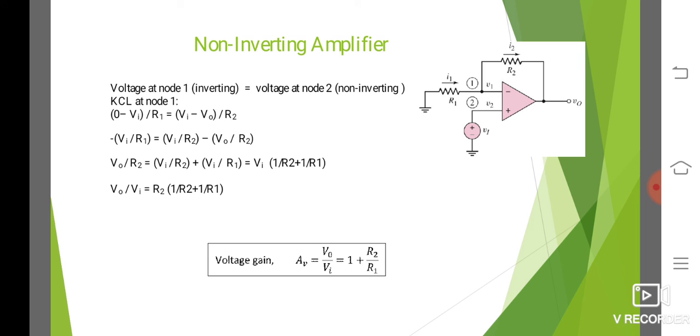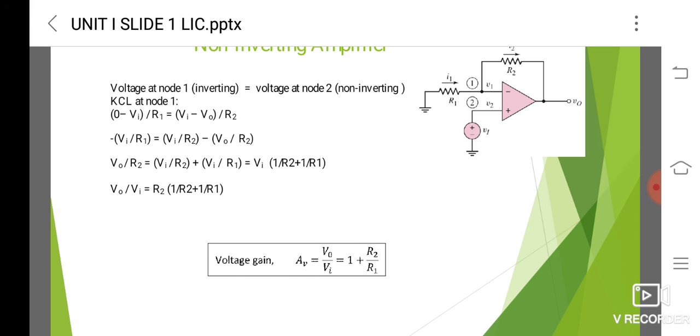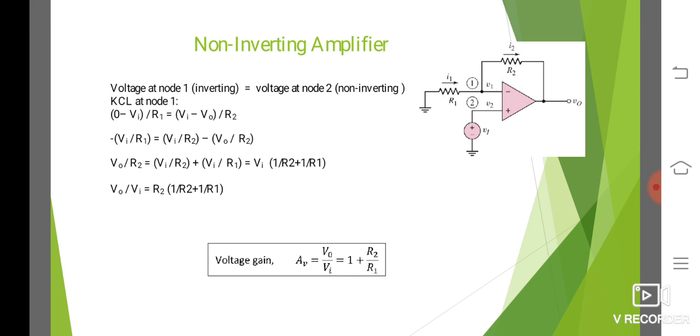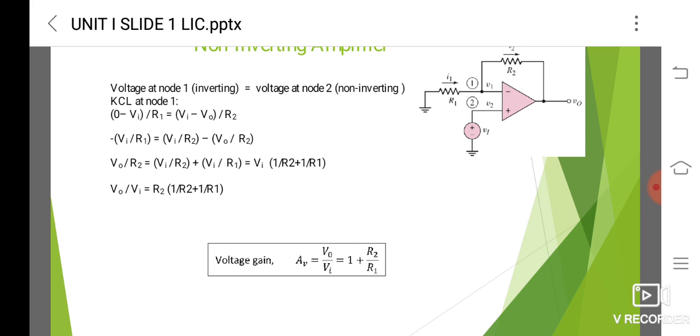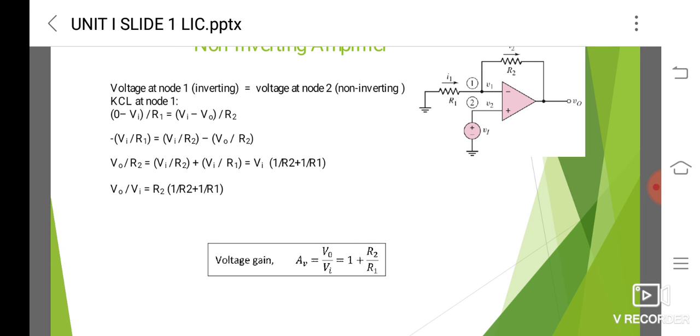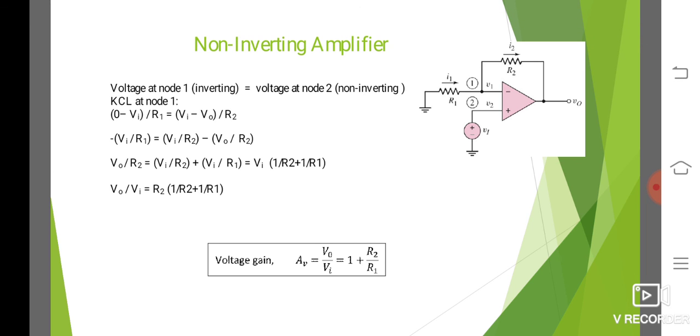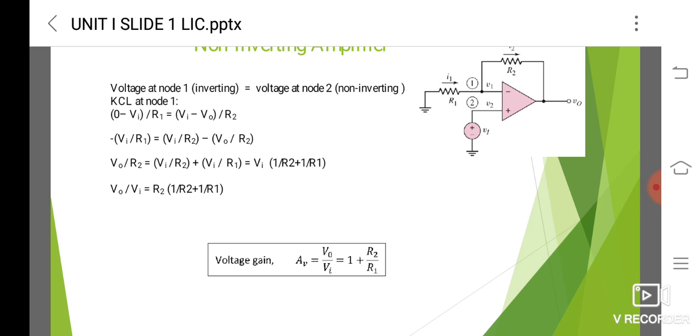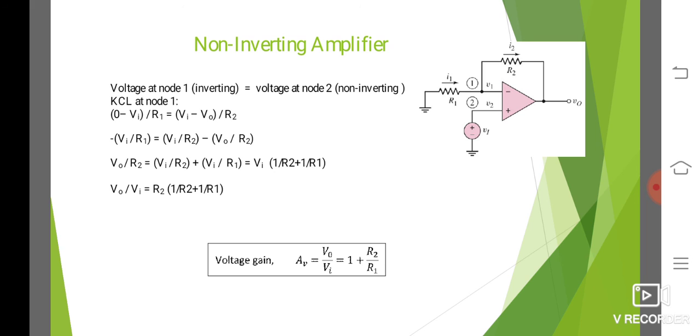Okay, and also here we are applying the nodal equation, and by using this nodal equation and after solving we get the voltage gain as AB equal to 1 plus R2 by R1. This is the closed loop gain for this non-inverting operational amplifier. Therefore for the inverting operational amplifier we get minus RF by R1, and in the case of the non-inverting operational amplifier it is given as 1 plus R2 by R1. Okay, thank you.